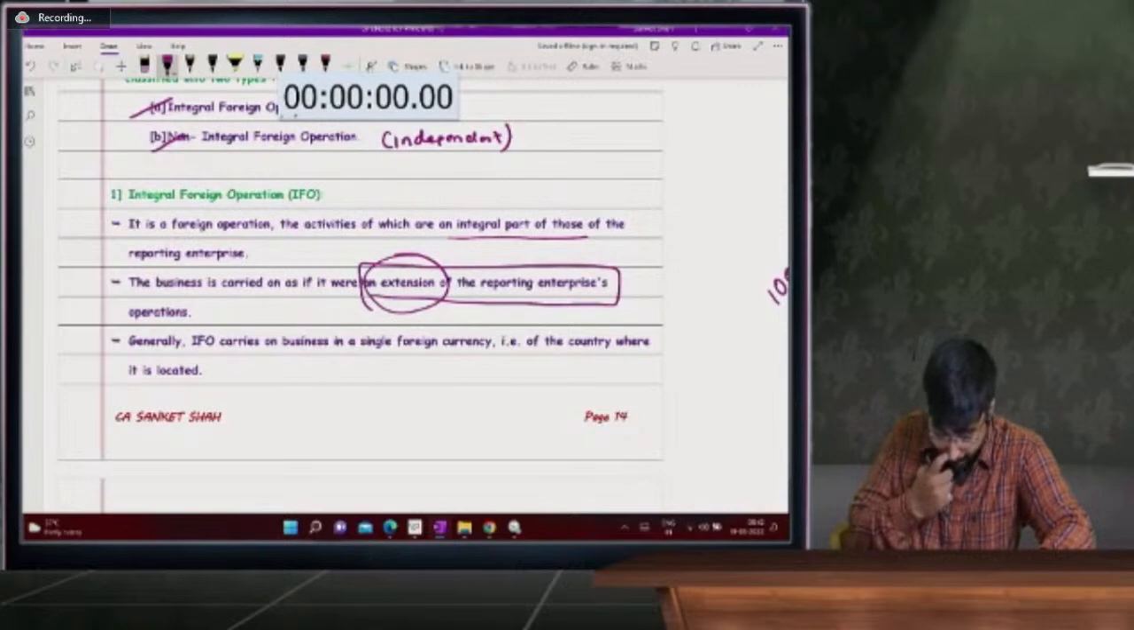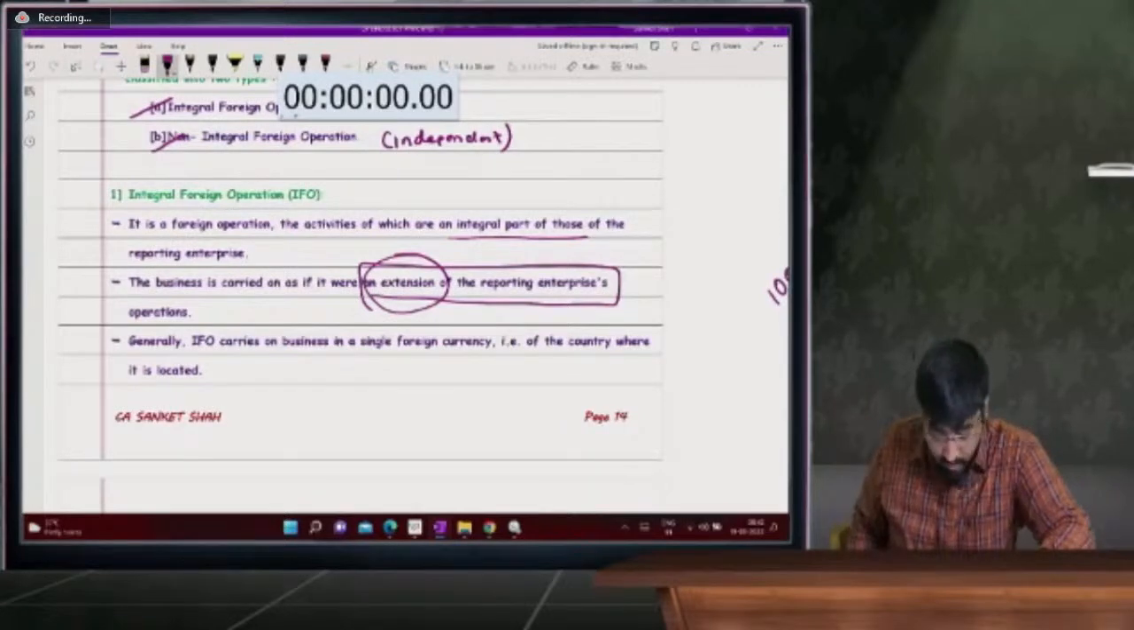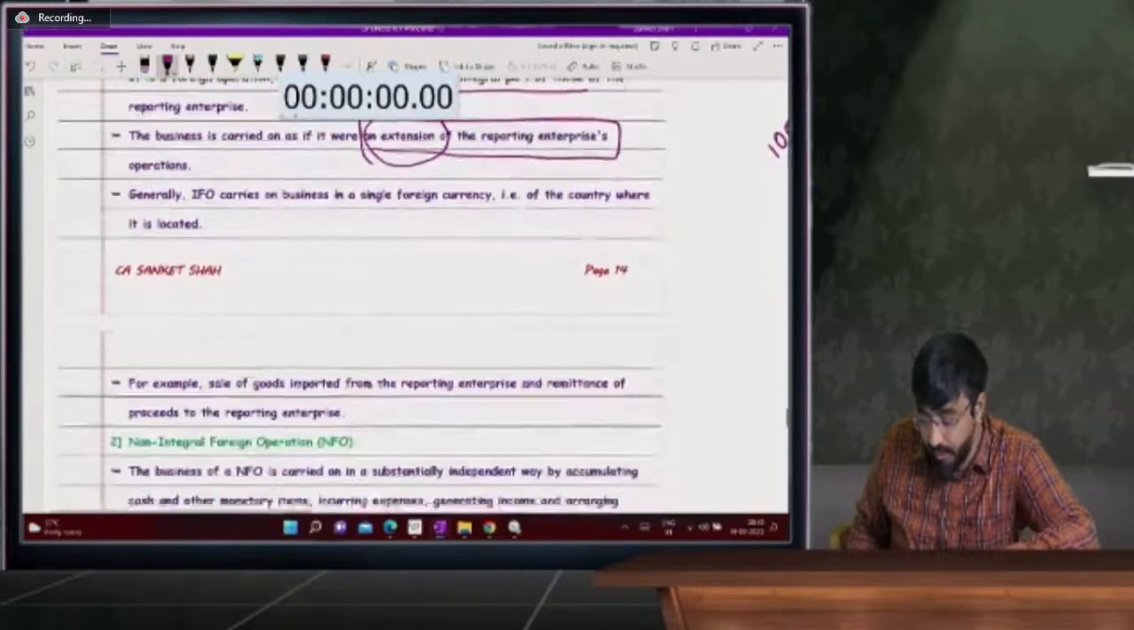Okay, so here the business is carried as an extension of the enterprise, reporting enterprise. Generally, integral foreign operations carries on business on a single foreign currency, that is of the countries where it is located. So beta, IFO carries on business.